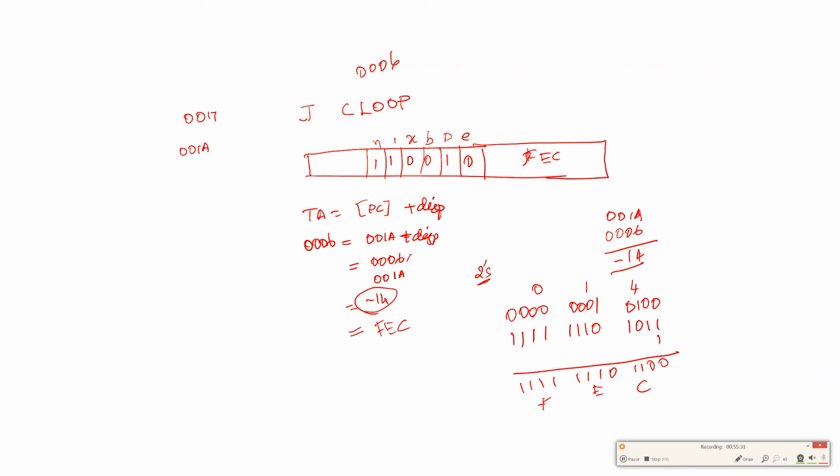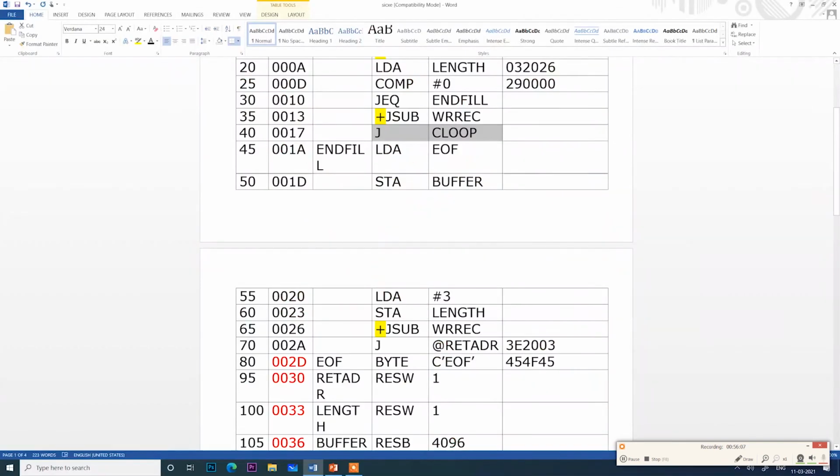So the value for J is 3C, so 3 and C is 1, 1, right? 3 is 1, 1. So now you can see 8, 4, 2, 1, it is F, all positions. Then the next one is 2, that is FEC. So 3F2FEC. So that is how you have to convert this value.